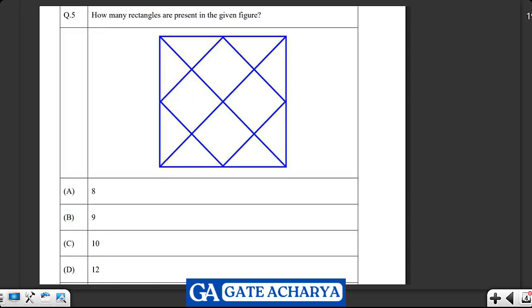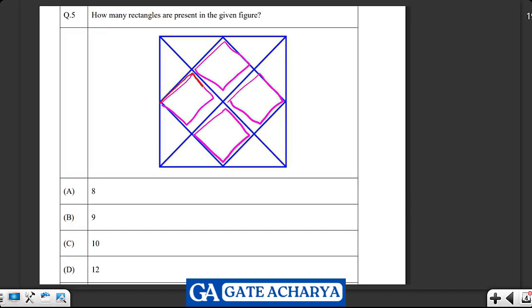Okay, so most of you are coming out as 10. I think so, the answer is 10. So let's check it out. I will draw it with different colors. Let's start with the most basic one. So this is one, right? One rectangle, second rectangle, third rectangle, and fourth rectangle. So that is covered. Now let's go for a different color.